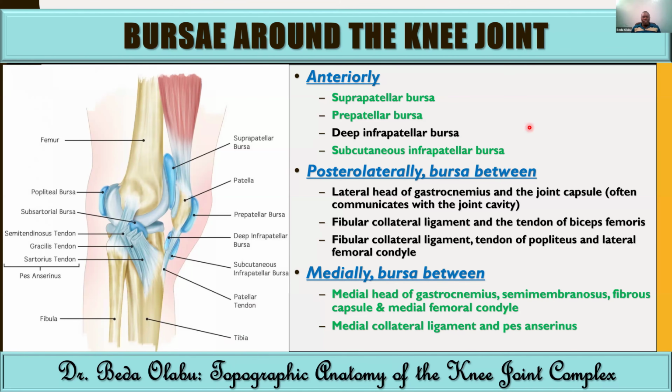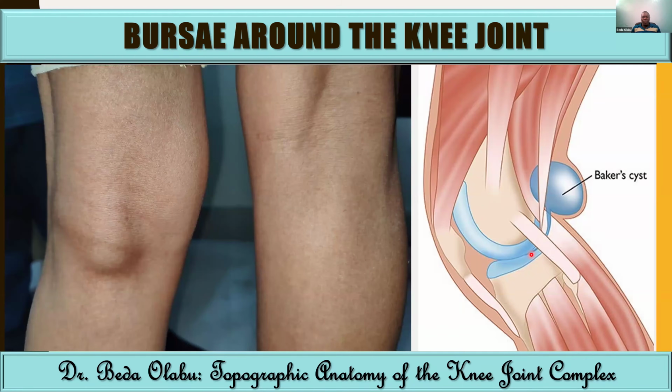This shows you the Baker cyst concept that I told you. So inflammation of the synovial membrane of the knee can pop out through the bursa in the posterior aspect, and that's what we call Baker cyst. It's a cause of swelling in the popliteal fossa.